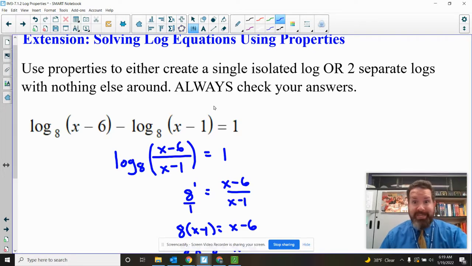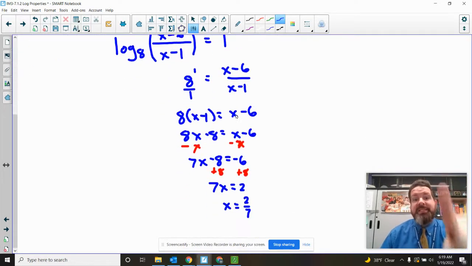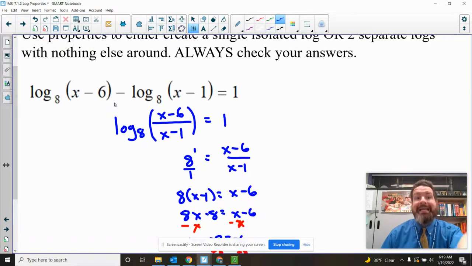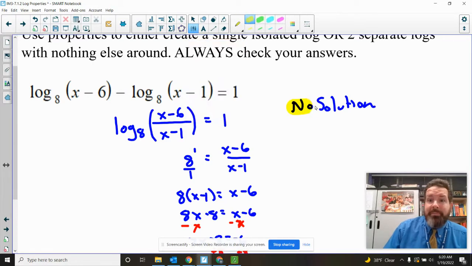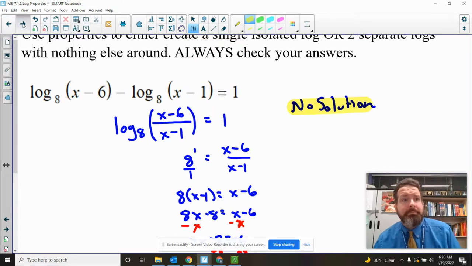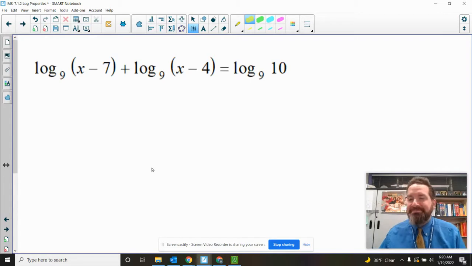That means that even though we didn't do anything wrong, this particular equation has no solution. Our only potential solution ended up being extraneous. It does not work in the original equation. So in this one, you just got to say, hey, no solution, and then move on with your life. Hey, life, we're moving on.